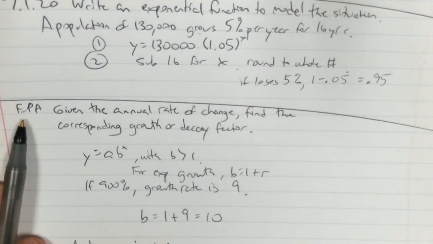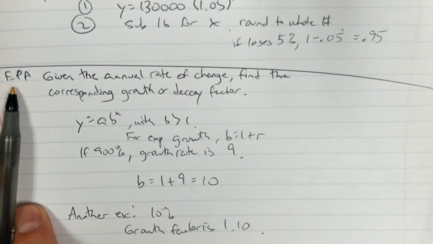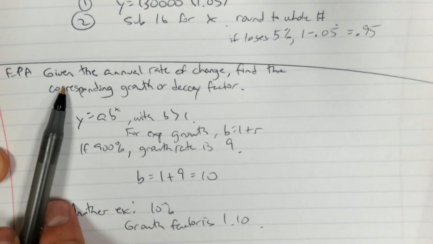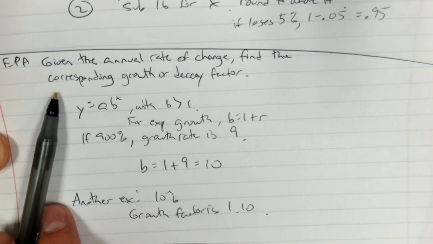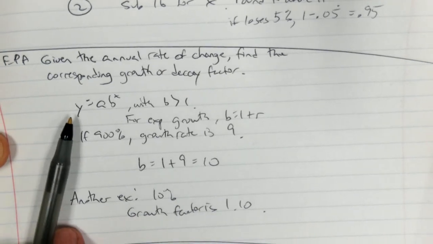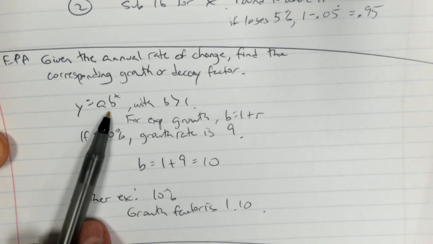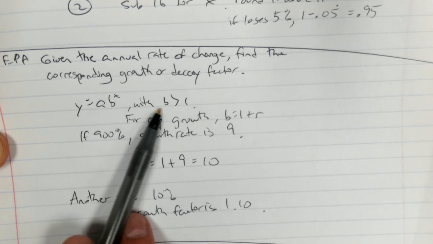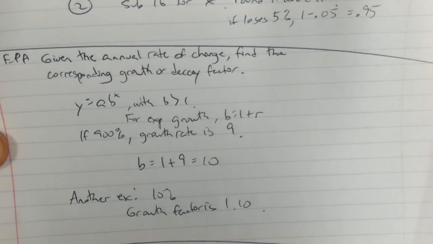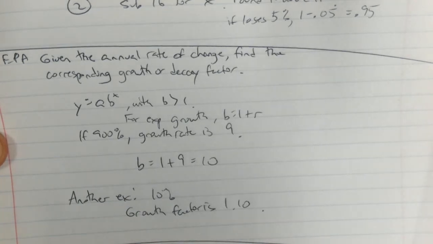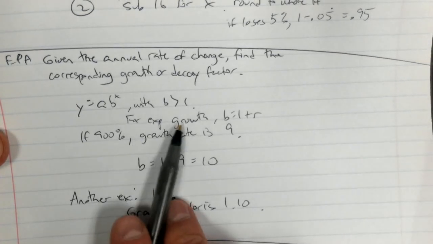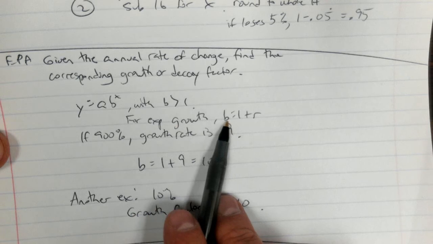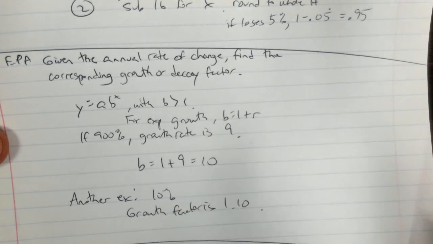The next one is extra practice A. This is the last one. Given the annual rate of change, find the corresponding growth or decay factor. So your formula is a b to the x with b greater than 1, and your exponential growth would be b, which is equal to 1 plus r.